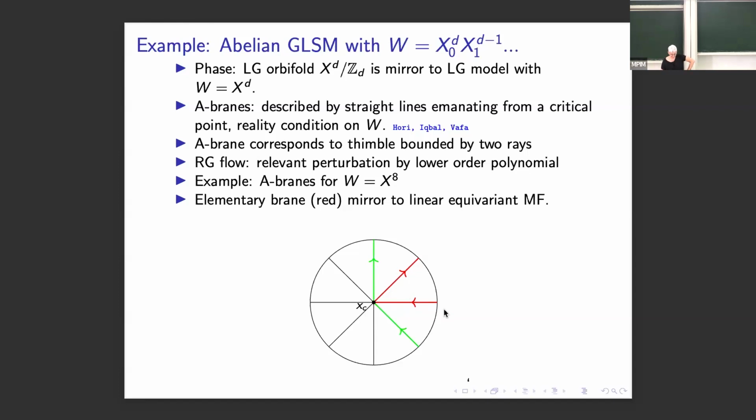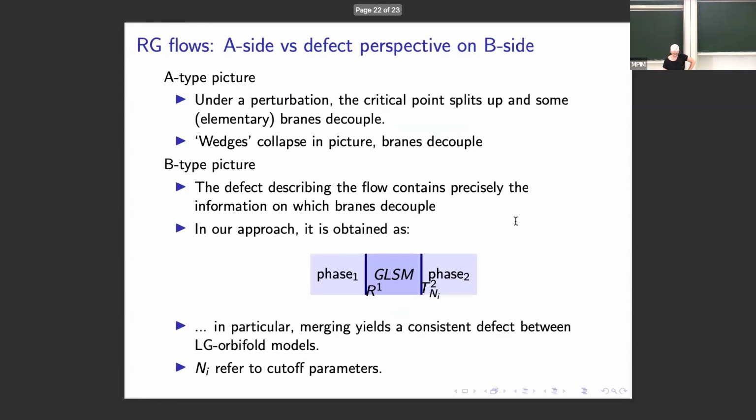Now under mirror symmetry, these elementary branes get mapped to linear equivariant matrix factorizations. And we have a concrete geometric picture on the A side of what the flows are and what the different paths are. They are determined by saying which of the branes decouple, and then there are some symmetries and things like that. And we have to reproduce it from the B side. I gave a prescription on how to construct the defects on the B side. Basically it was some truncation of the identities of the gauge linear sigma model. So for each truncation, there's a different defect.